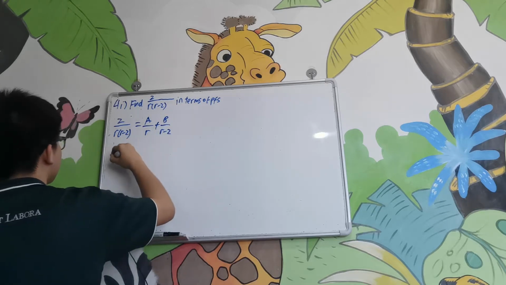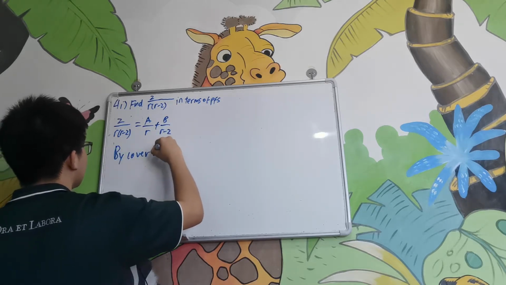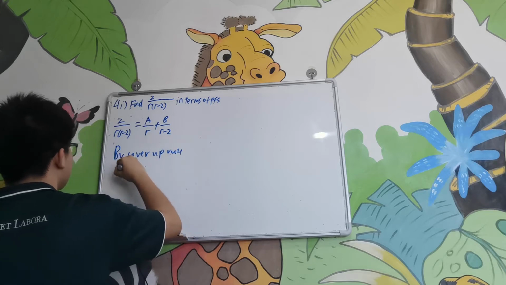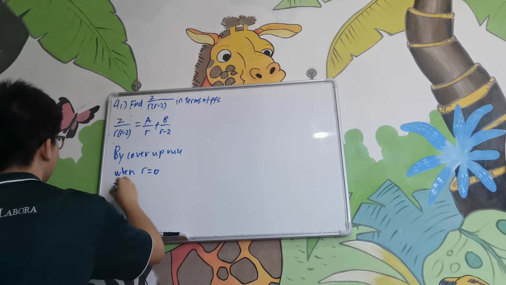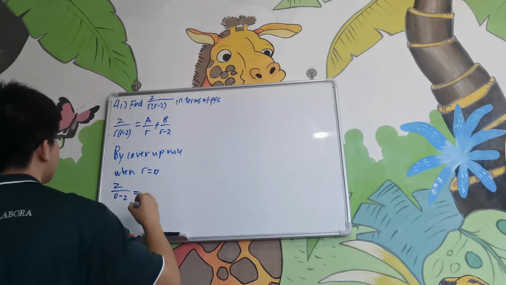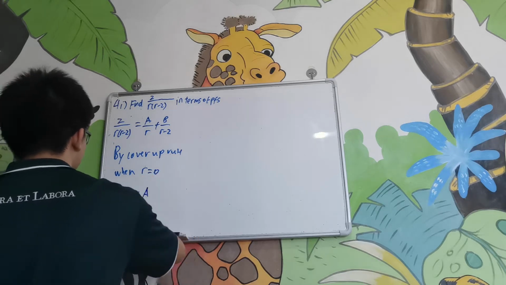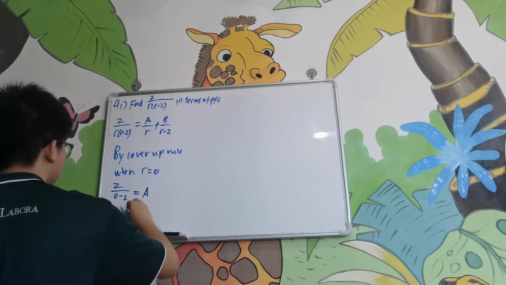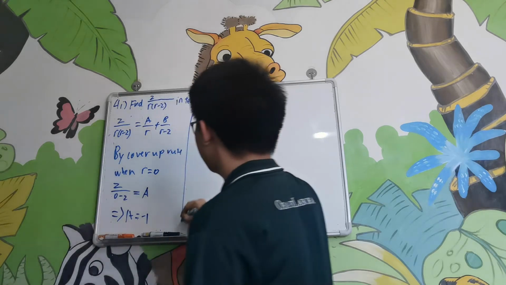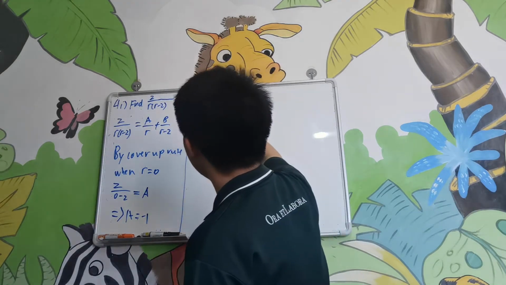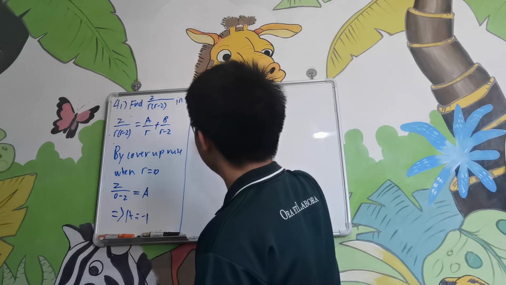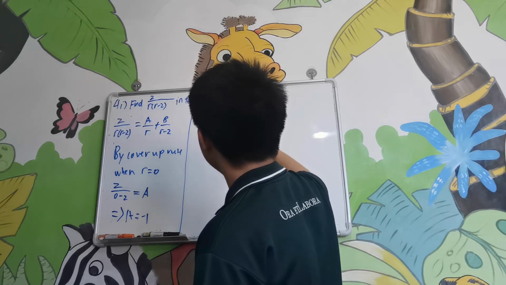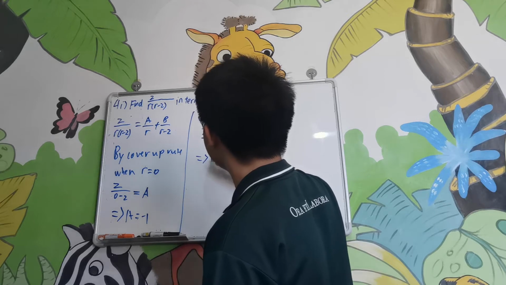By cover up rule, when r equals to 0, 2 over 0 minus 2 equals to a. Therefore, a equals to negative 1. Then, yet again by cover up rule, when r equals to 2, 2 over 2 equals to b. Therefore, b equals to 1.